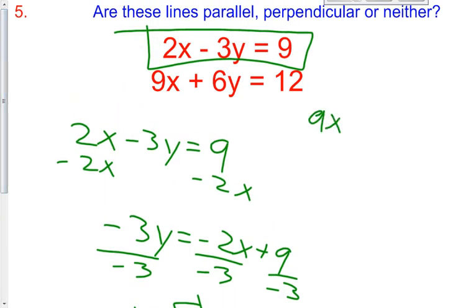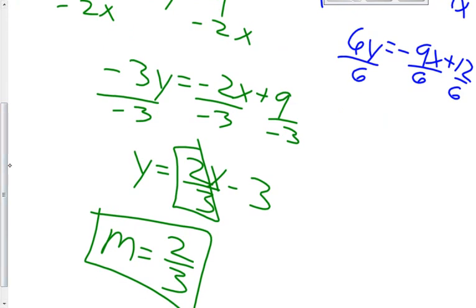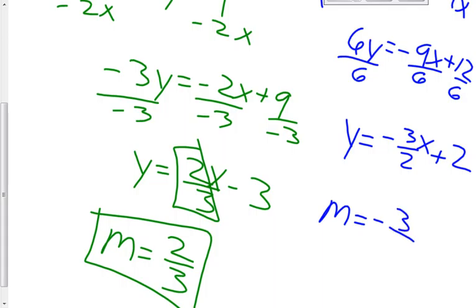9x plus 6y equals 12. Mr. Berge, what's the slope of this line? I don't know, but I can find it. Subtract 9x. We get 6y equals a negative 9x plus 12. Lastly, let's get y all by itself. Divide by 6, divide by 6, divide by 6. And my answer is y equals a negative 3/2 x plus 2. So my slope, m equals a negative 3/2.